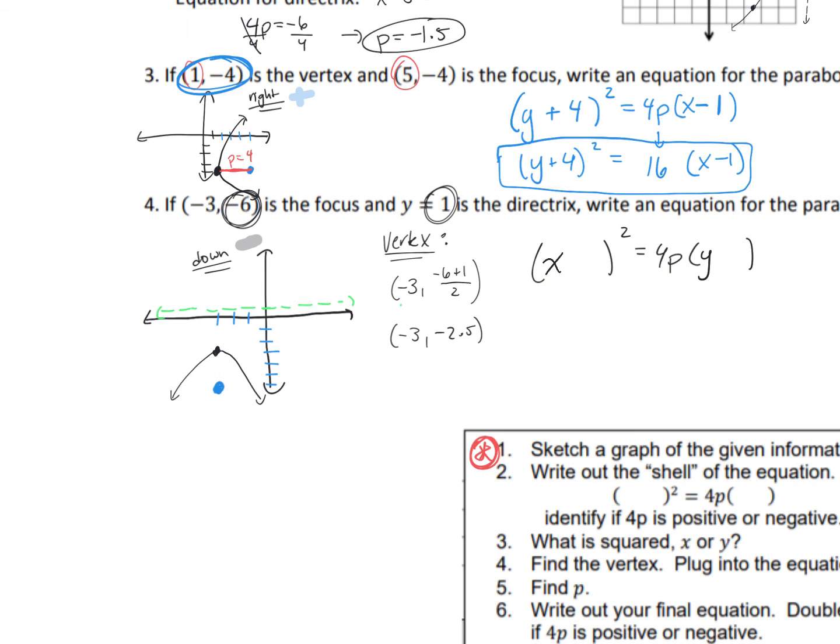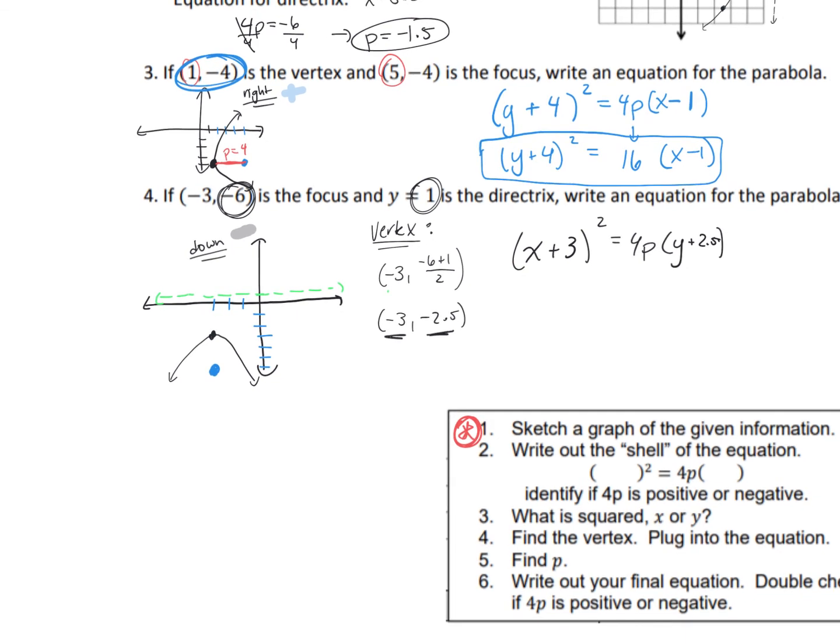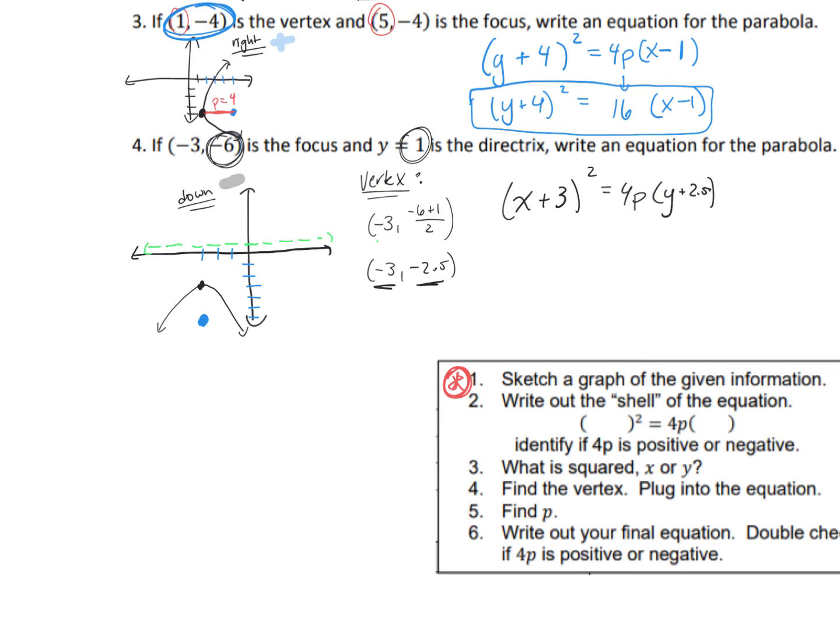Let's move on to step 4. Find the vertex, which we already did, and we're going to plug it into the equation now. So with the x, I know my x coordinate of the vertex is -3. So I'm going to put (x + 3) squared. Remember, it's the opposite of what you see. I'm going to put (y + 2.5), putting in that y coordinate of the vertex. All right, let's move on to step 5.